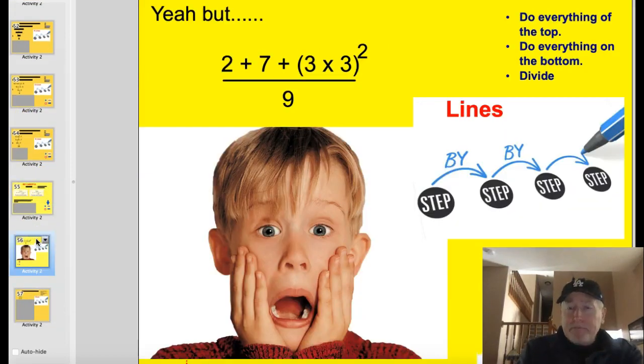Sometimes we take that whole problem like this, all these operations up top, and we'll put it over the top of division, and it freaks kids out. But it really is not that difficult. You just do everything on the top, you do everything in the bottom, and then you divide. Here's the rules. Do everything in the top, do everything in the bottom, and then divide.